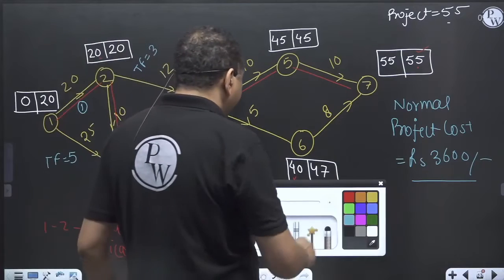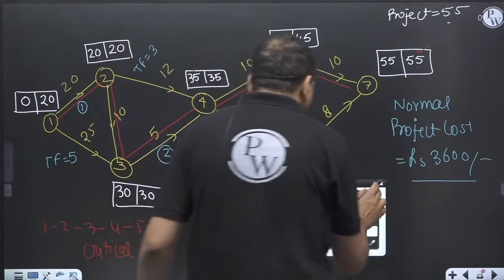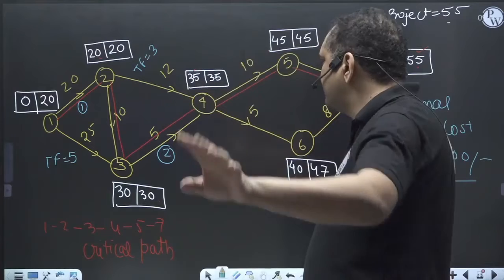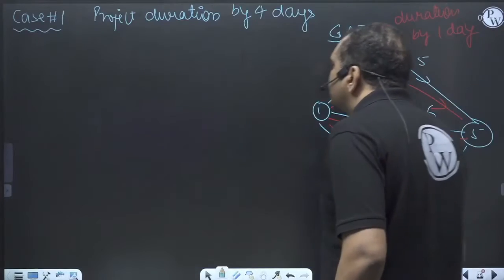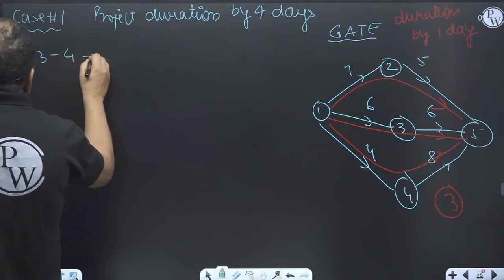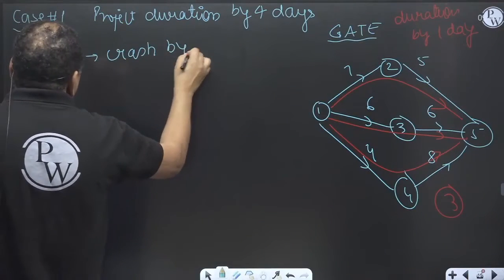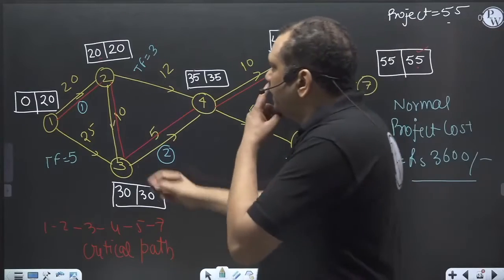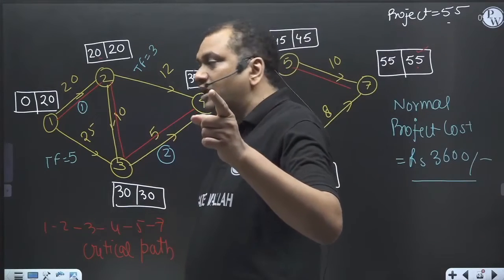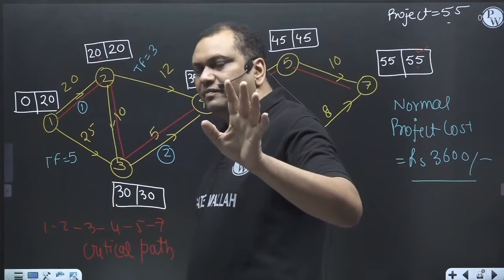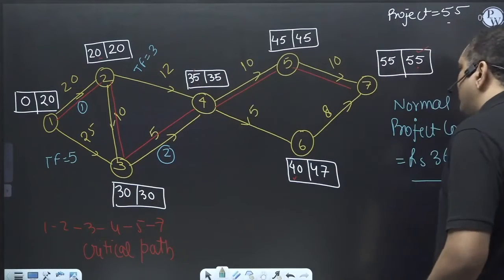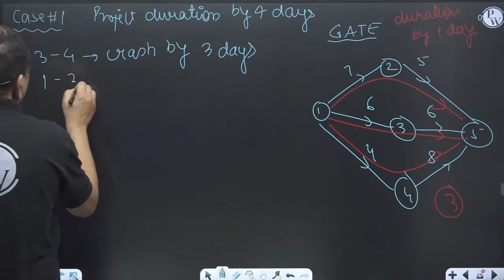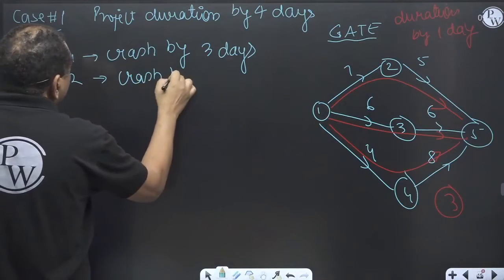So now I want to decrease the project duration by 4 days. So activity 3 to 4, you crash by 3 days, and activity 1 to 2 you crash by 1 day, because both cost slopes are the same. Okay? So our increase in cost will be the same.